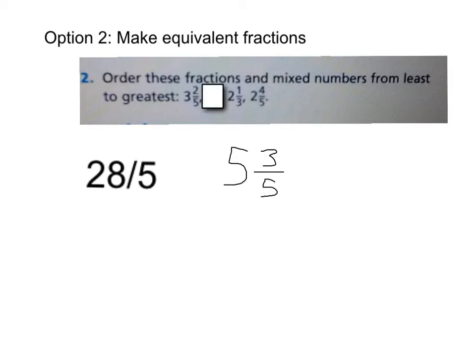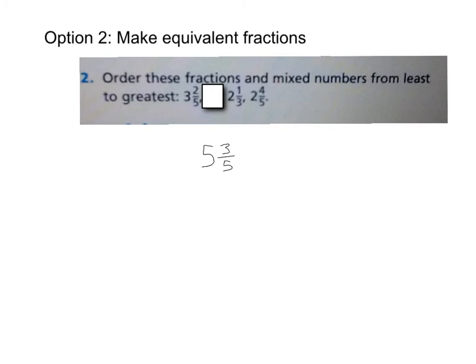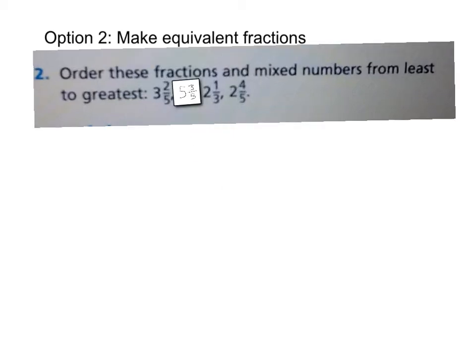Okay, I'm just going to replace my improper fraction now with my new mixed number that I figured out. Okay, so I have all mixed numbers. Most of these numbers are pretty easy to compare because I just need to look at the whole number. That's the first thing that tells me their size. So obviously 5 and 3/5 is the greatest of these four fractions because it has the greatest whole number attached to it. 3 and 2/5 would be the next greatest.